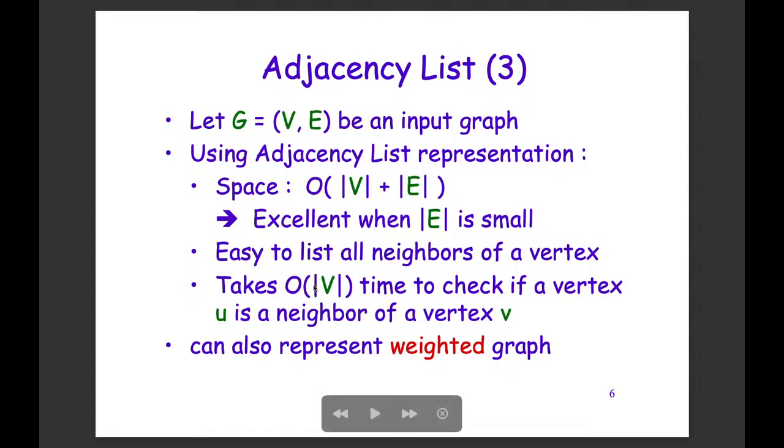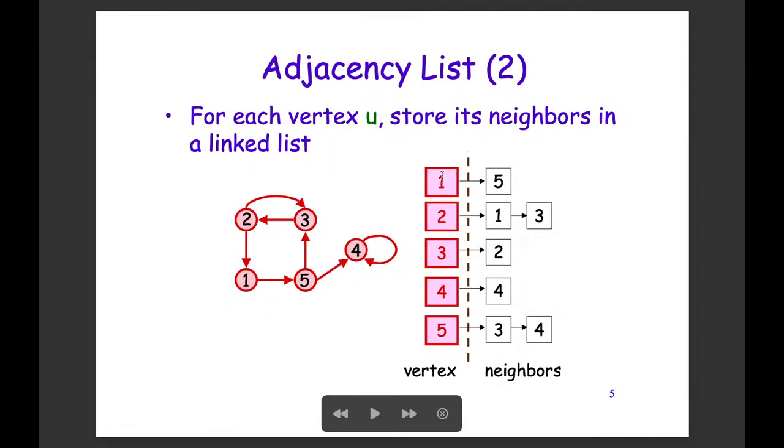Okay, the good thing here is, let's analyze a little bit about the adjacency list representation. Suppose that the graph G has V and E as the vertex set and the edge set. The total space to represent an adjacency list is the size of V plus the size of E. The reason is, if you look at this, there are 5 lists here because we have 5 vertices. And then for each vertex, we point to the corresponding neighbors. Each time we point to a neighbor, it represents a particular edge.